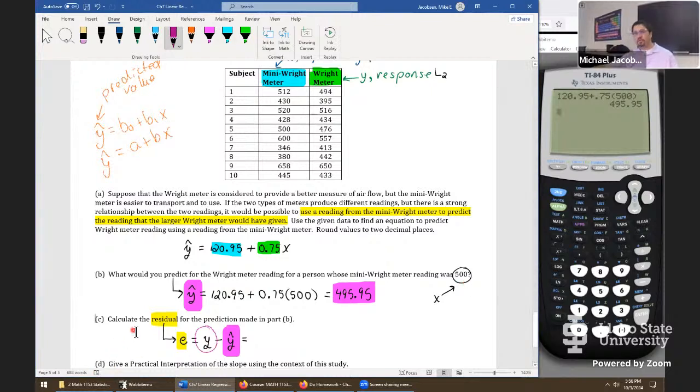When it says residual for the prediction made in part B, it was a prediction started at an X value of 500. But how do we get the Y value if we know X is 500? Oh, we go to the table and go to the, what's 500, 476? Exactly. If we're talking about a residual, we're working with data that is in the problem itself, one of the observations.